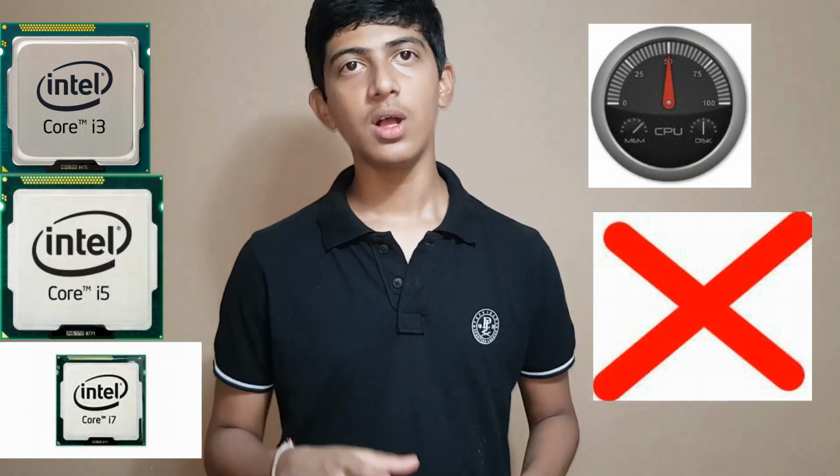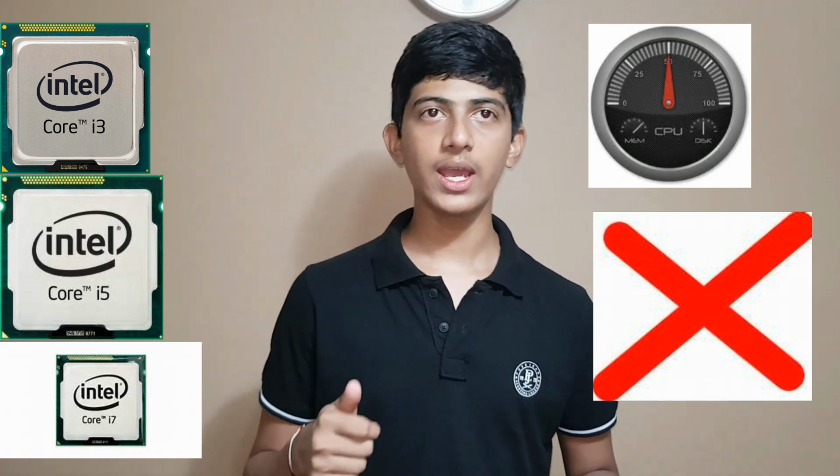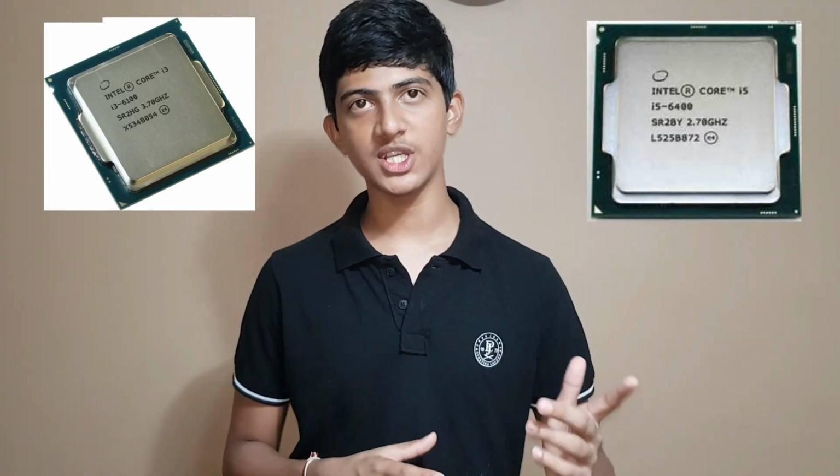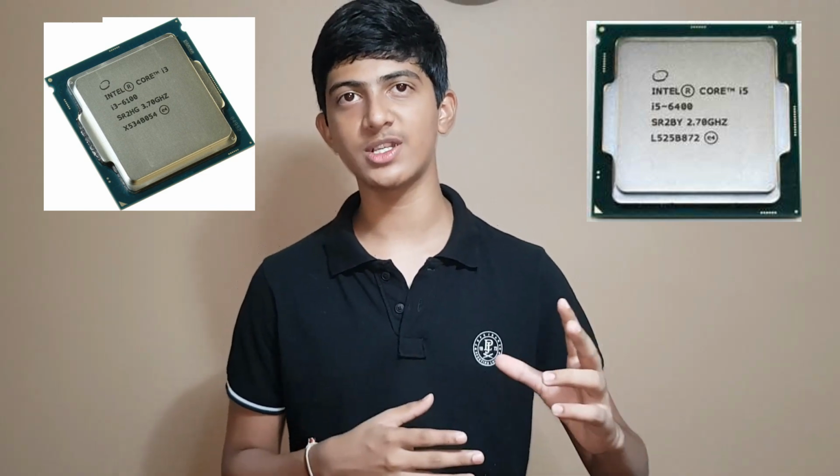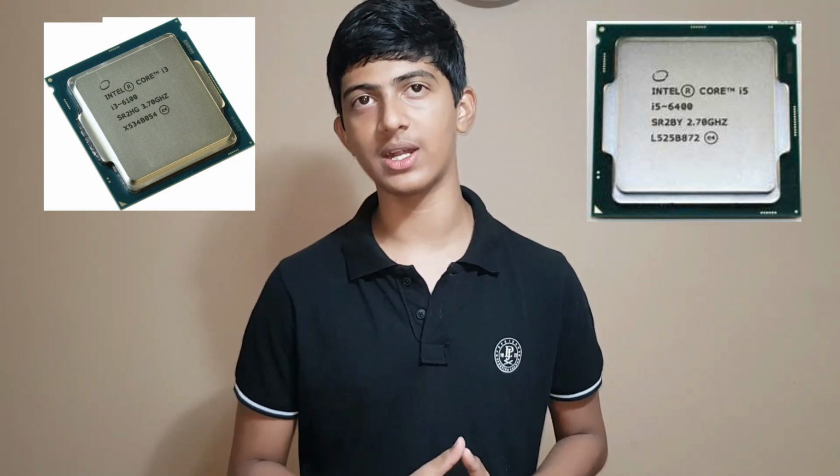And to summarize, I would make a very small point. Processors with higher clock speed are not necessarily better. For example, if you take the i3 6100 and the i5 6500, you can see that the i3 6100 is clocked at 3.8 GHz, whereas the i5 6500 is just clocked at 2.8 GHz, with turbo boost up to 3.3 GHz. More about turbo boost will be told in the next video.